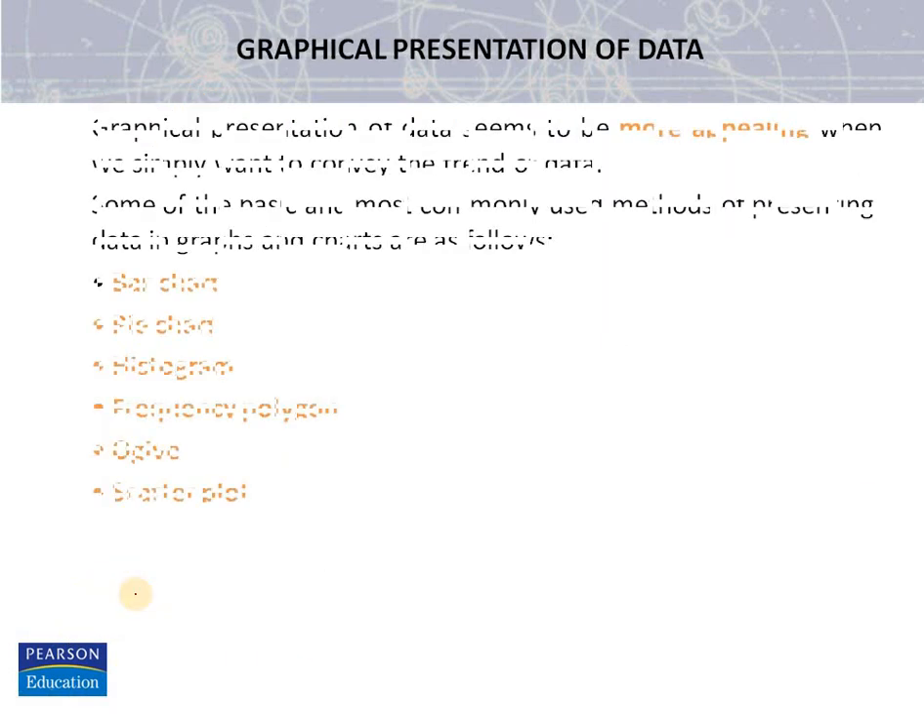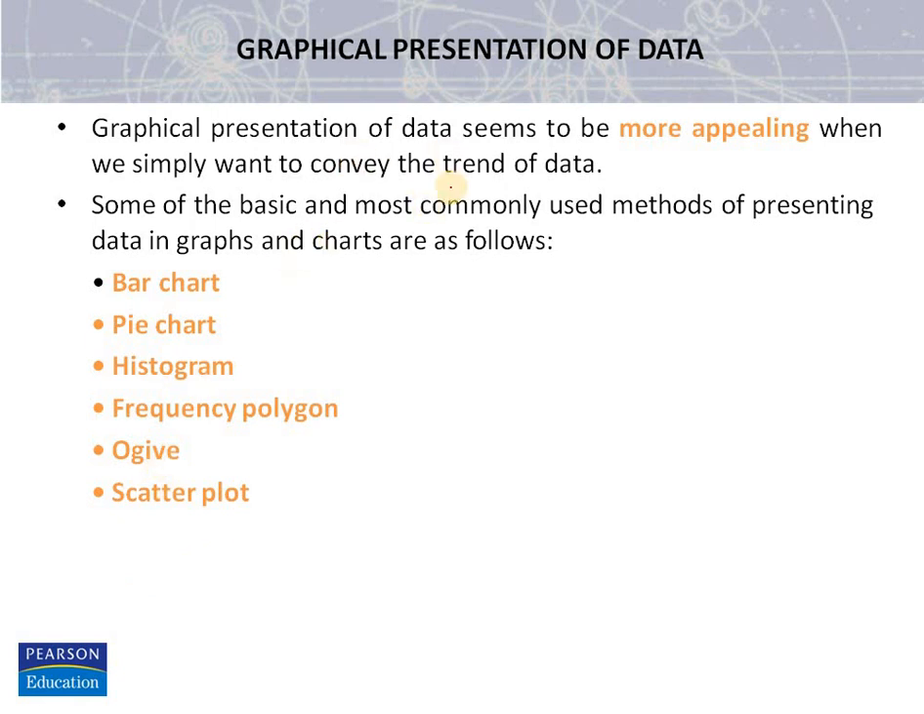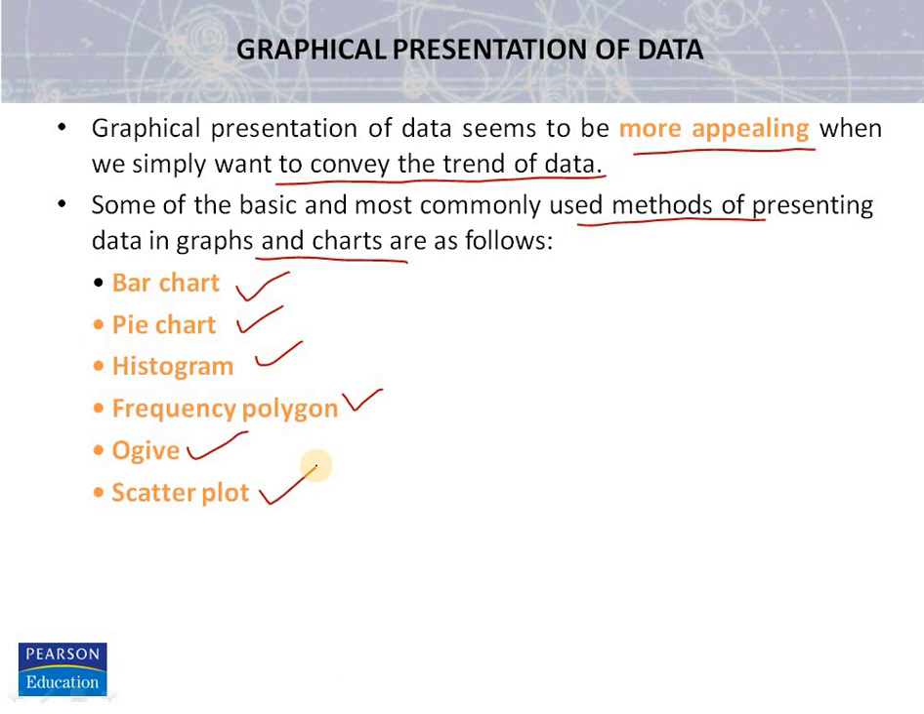Then graphical representation of data. Graphical presentation of data seems to be more appealing when we simply want to convey the trend of data, because many times it is not possible that conclusions can be drawn through raw data. But if the raw data is converted into graph form, it becomes more appealing and interpretation can be fast. Some of the basic and most commonly used methods of presenting data in graphs and charts are bar chart, pie chart, histogram, frequency polygon, ogive, scattered plot, and many more.